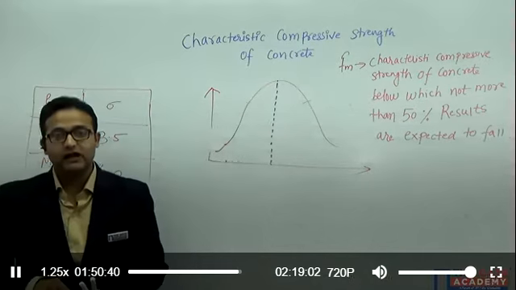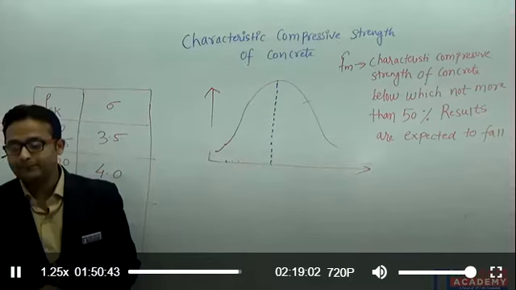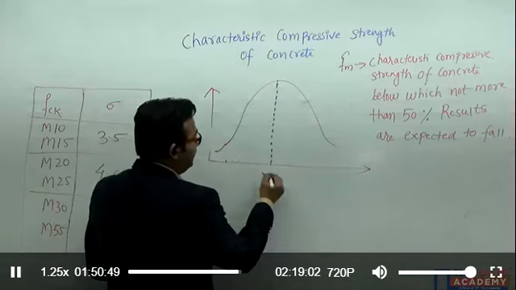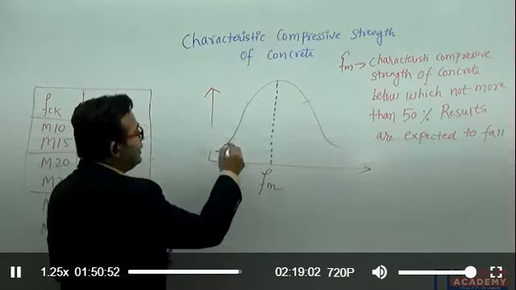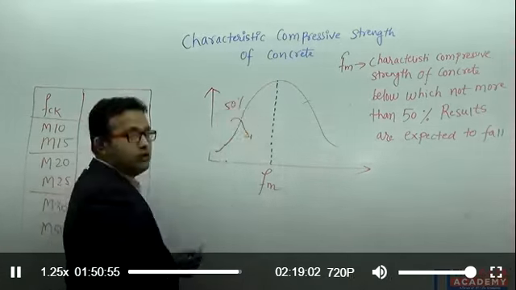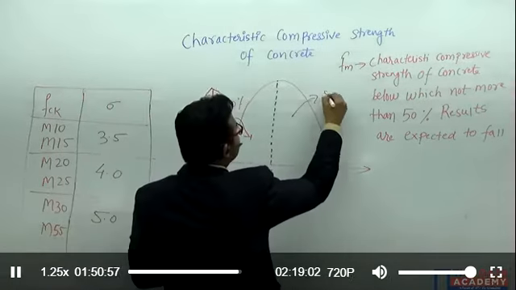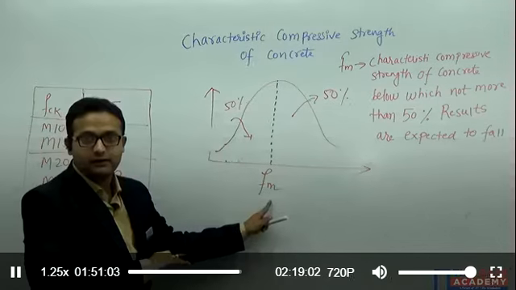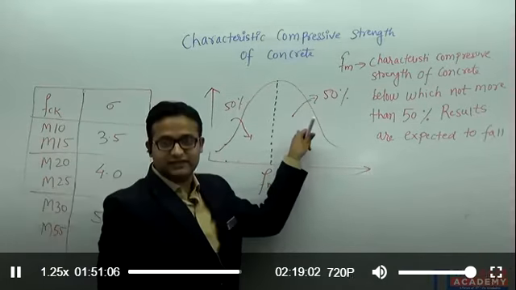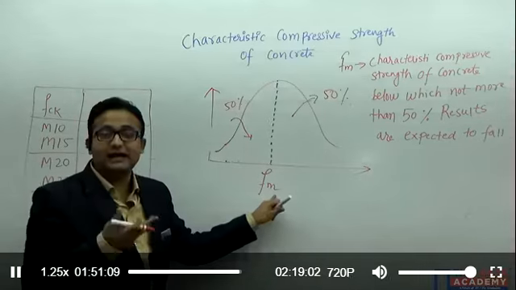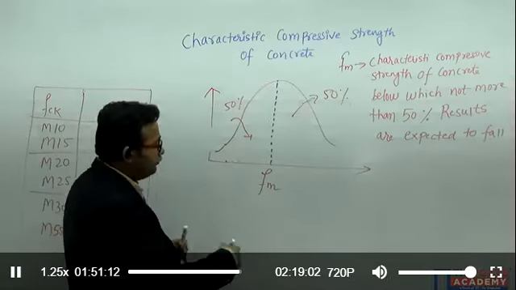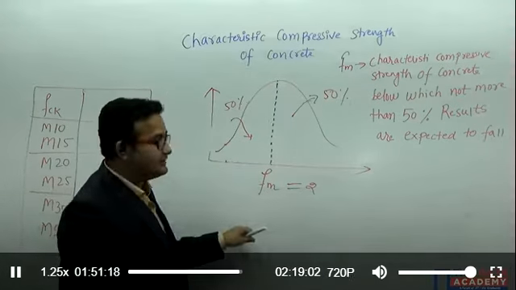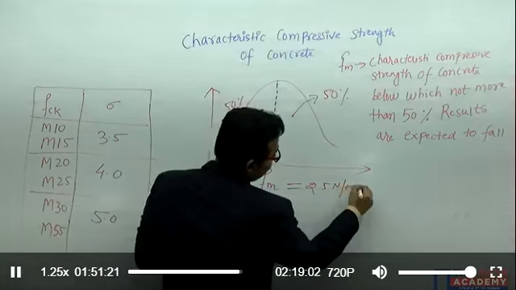Yes, C is the correct answer. That is 25 Newton per mm square only. See, I know my FM, that is the mean strength. This is the mean strength FM for which I consider 50% chances to fail and 50% chances to pass or to get success. So FM is the mean with 50% chances of failure and 50% chances of success. So definitely it is called the target mean strength. And they have given the value of this particular characteristic strength equal to 25 Newton per mm square.